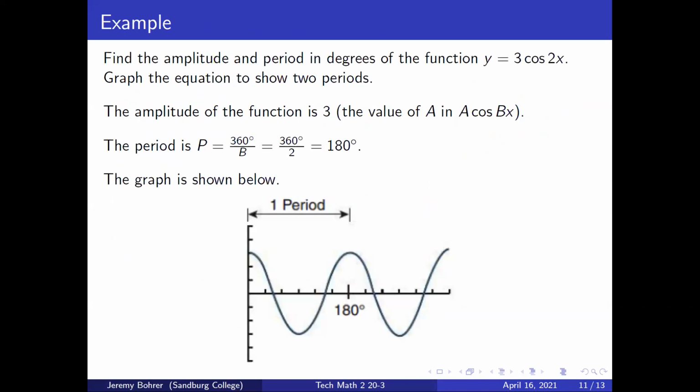Find the amplitude and period in degrees of the function y equals 3 cosine 2x. Graph the equation to show two periods. The amplitude of the function is 3, the value of a in a cosine bx. The period is p equals 360 over b, which is 360 degrees over 2, or 180 degrees. The graph is shown below.